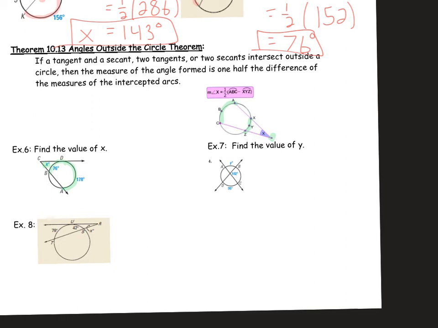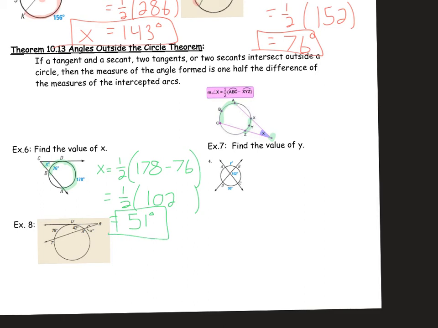Okay, so if I am plugging into this formula, we know it's going to be half of the difference. So the larger arc is 178. The smaller one is 76. We know we cannot have a negative angle measure, so I always put the larger one first. 178 minus 76 is 102. And if I divide that by 2 or multiply that by 1/2, I get 51 degrees. Again, you do need degrees for that angle measure.